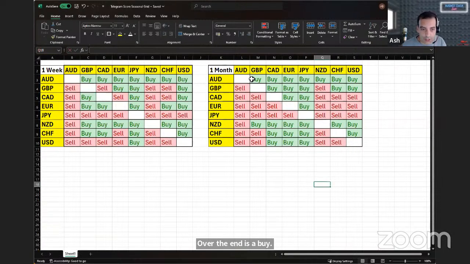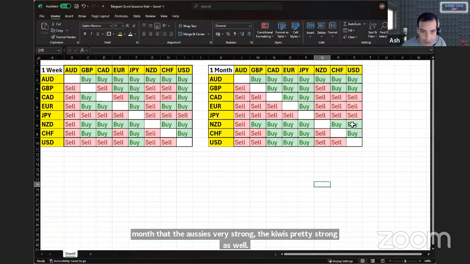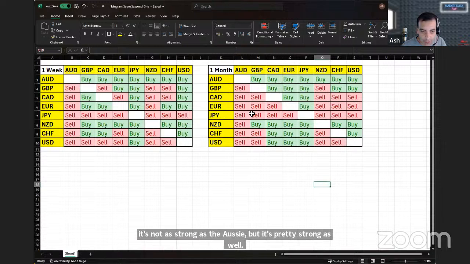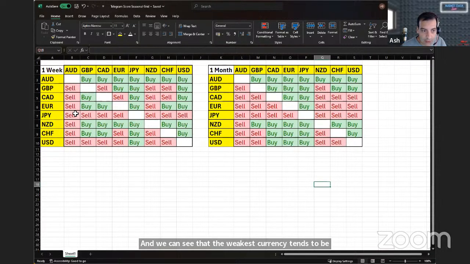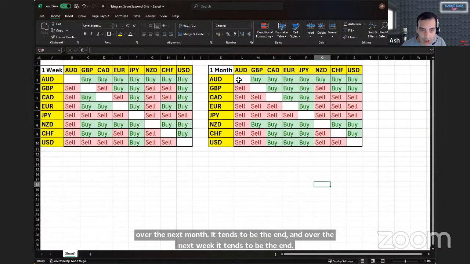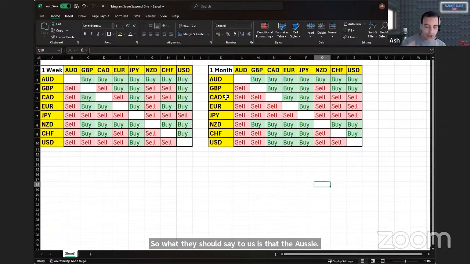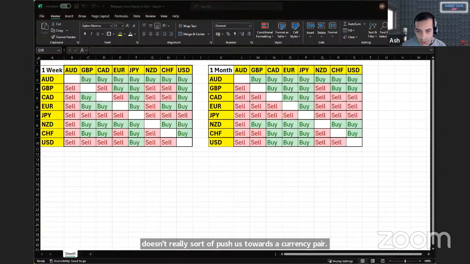So this tells us over the month that the Aussie's very strong. The Kiwi's pretty strong as well. It's not as strong as the Aussie, but it's pretty strong. And we can see that the weakest currency tends to be, over the next month, the yen, and over the next week, the yen. So what this should say to us is that the Aussie yen, if we're thinking about the old way, doesn't really push us towards a currency pair, but this pushes us towards the Aussie yen.